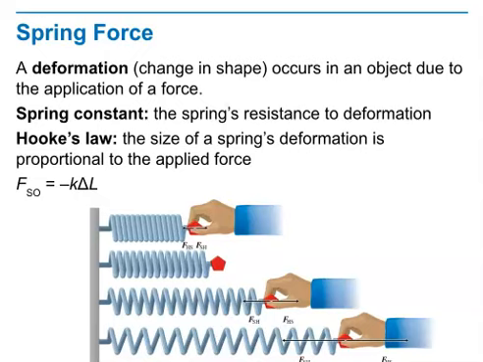So deformations occur in objects due to the application of a force, and we can have this with springs. So the spring constant is the spring's resistance to deformation, and there's Hooke's law. The size of a spring's deformation is proportional to the applied force. So we can say that as equal to negative k, being the spring constant, times the change in length of the spring. However, we won't focus too much on the spring force.